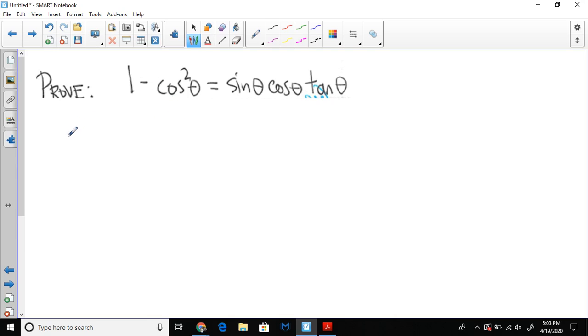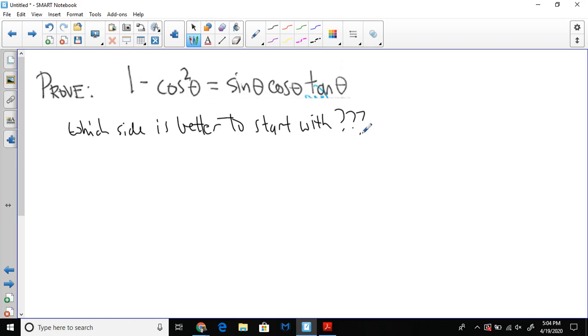Okay, same thing here. So let's deal with this one. One of the choices you have to make is which side is better to start with. You have to kind of triage the situation. The more you practice, the more you'll be able to figure it out. I'm going to say the right-hand side looks more messed up because I have sines, coses, and tans. So I'm going to start with the right side.